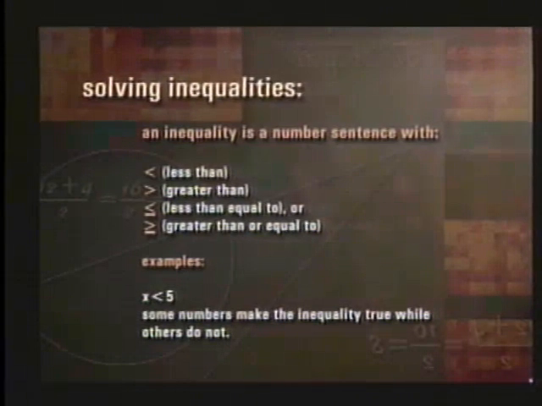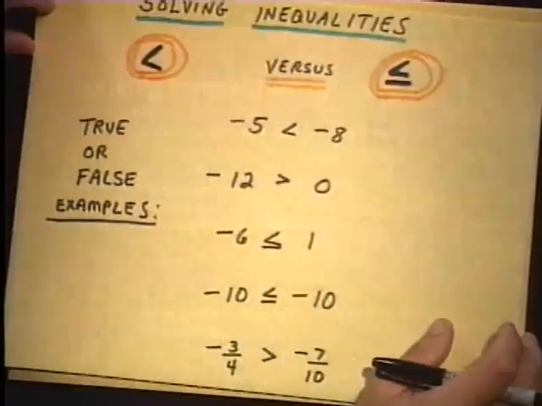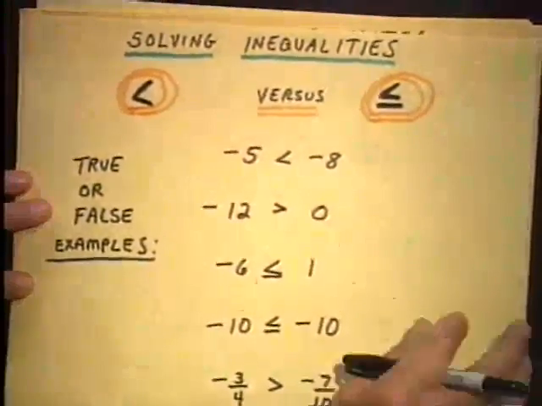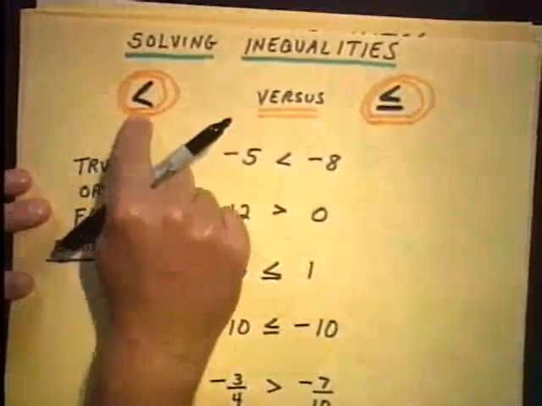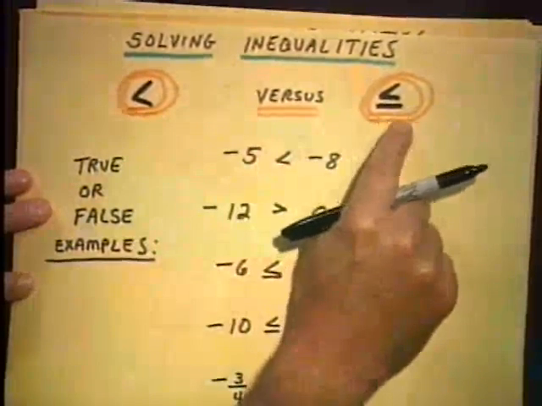And an example here, it says x is less than 5. Some numbers make the inequality true, while others do not. So for example on that, if you say x is less than 5, numbers like 4, 3, 2, 1, 0, -1, all the way back, all the negative numbers would work, when numbers like 6, 7, and 8 don't make sense in there. All right. So let's look at some examples over here with solving inequalities. And notice I've got the less than symbol versus the less than or equal to symbol.